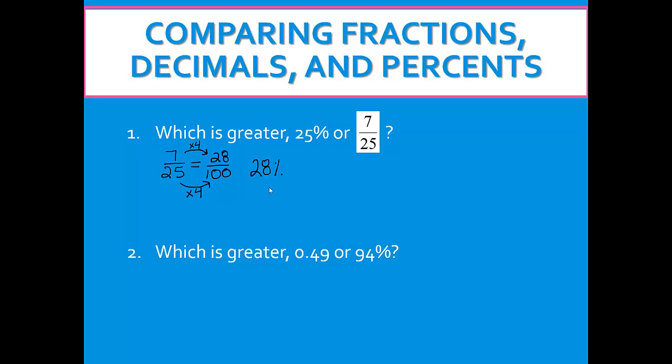Now I can compare because I have 25% and 28%. And 28% is more than 25%, so that means that 7/25 is going to be greater.